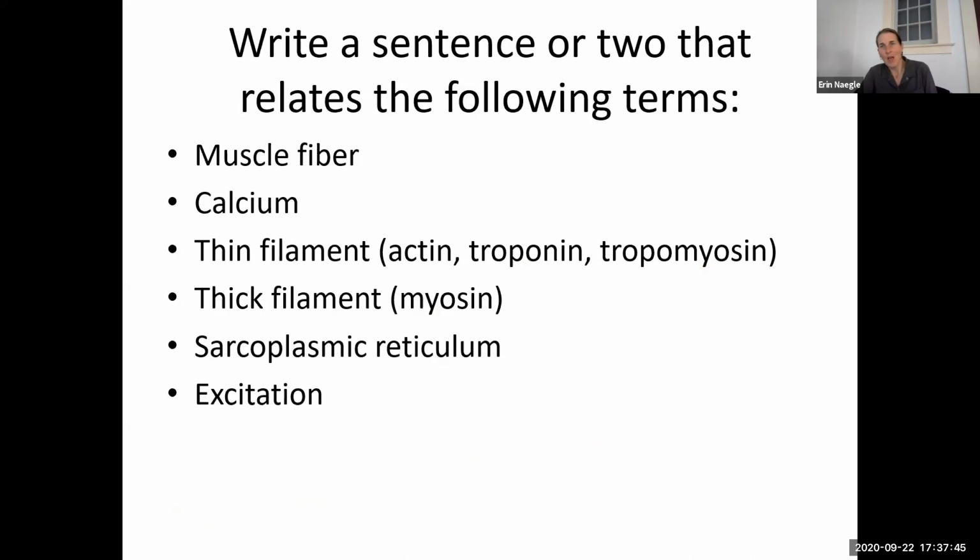That was fun. Okay, bonus crew. If you're going to do this, here's your challenge. Write a sentence or two that relates to the following terms: muscle fiber, calcium, thin filament. Ooh, you can dig into it: actin, troponin, tropomyosin, your thick filament, your myosin, sarcoplasmic reticulum, and excitation. Excitation means that's what we're talking about with action potential carrying the electrical impulse down to the neuromuscular junction. And that's what excites our muscle.